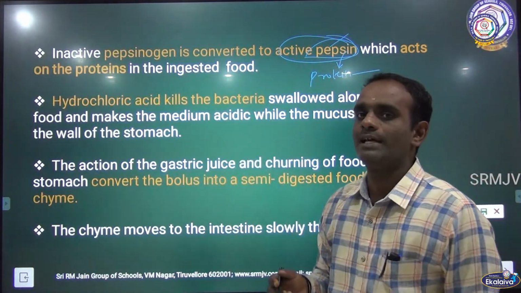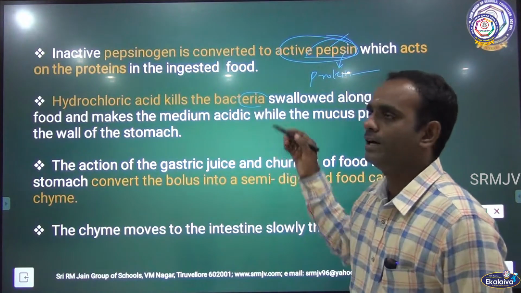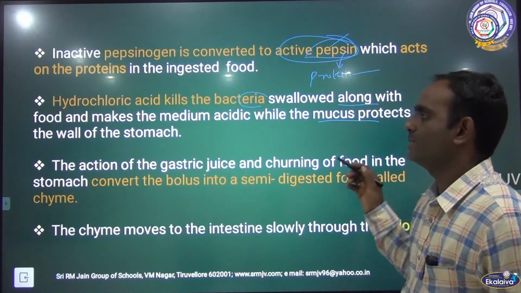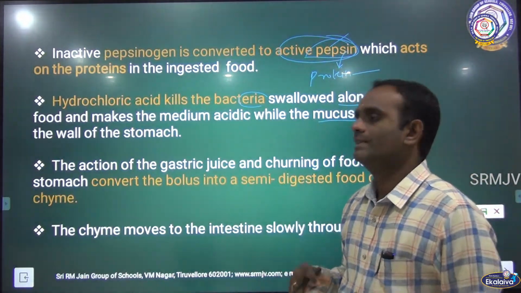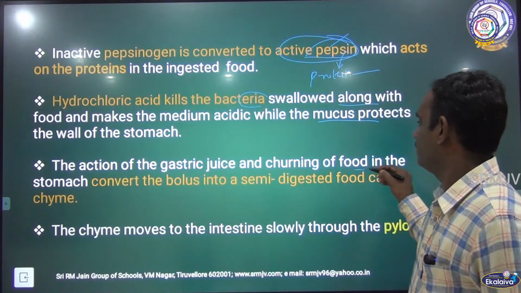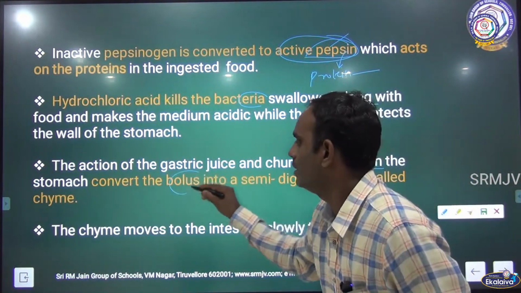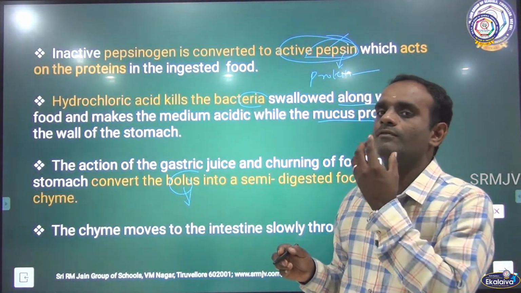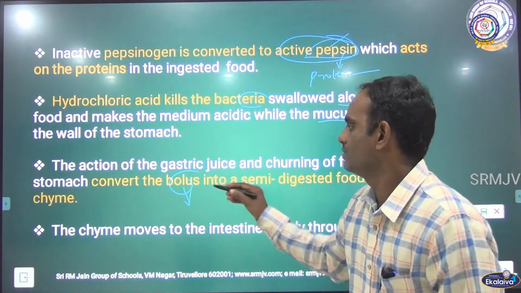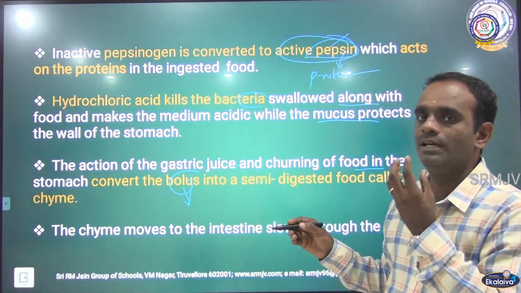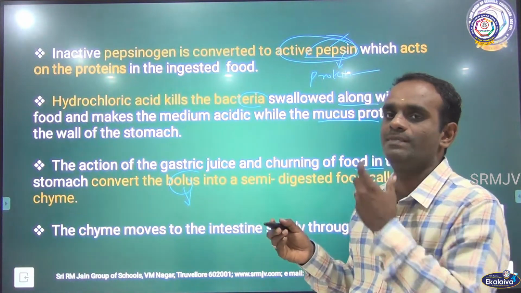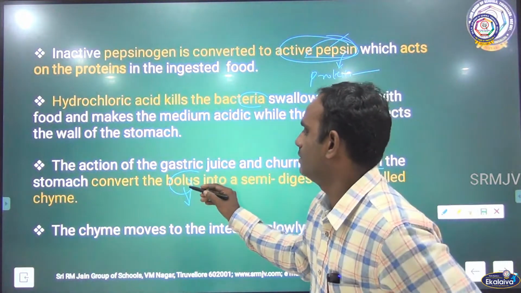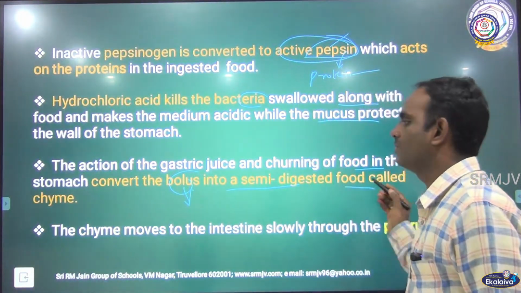Hydrochloric acid kills the bacteria swallowed along with the food and makes the medium acidic, while the mucus protects the wall of the stomach. The action of gastric juice on the food in the stomach converts the bolus. Bolus is nothing but the semi-solid food which we have eaten, passing from the mouth to the stomach. The food which is digested in the mouth is said to be the bolus. It is semi-solid food. The bolus is converted into semi-digested food called chyme.